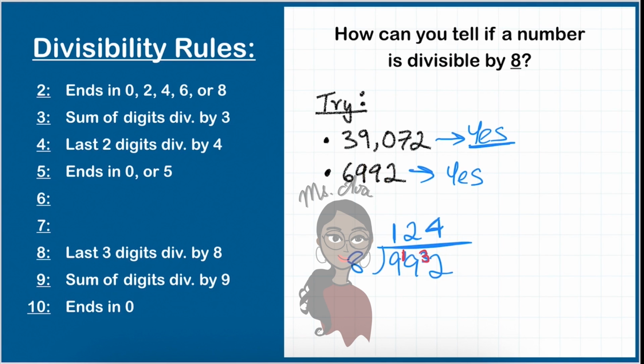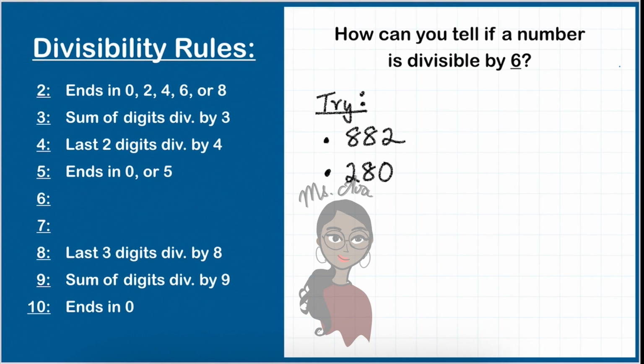But there's also another trick for dividing by 8, which is you can just do half of the number. Usually that's kind of easy to do. And then do half of that again, and then half of that again. So you can also do that for 4, except you just do half twice.